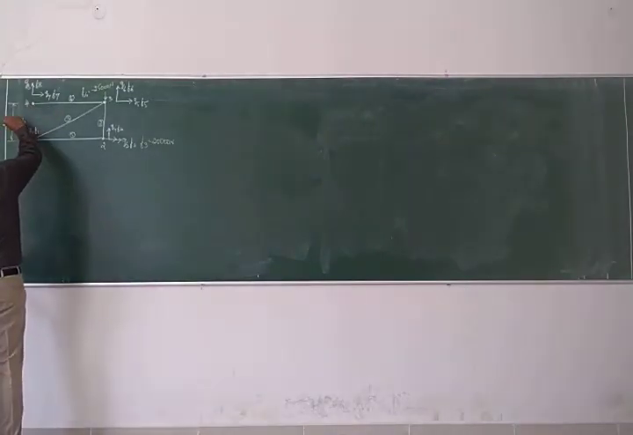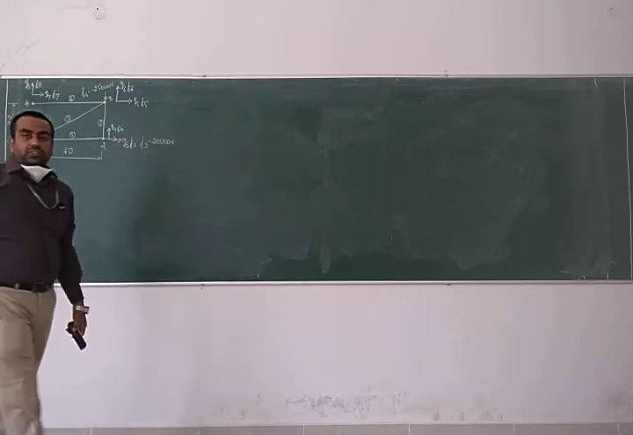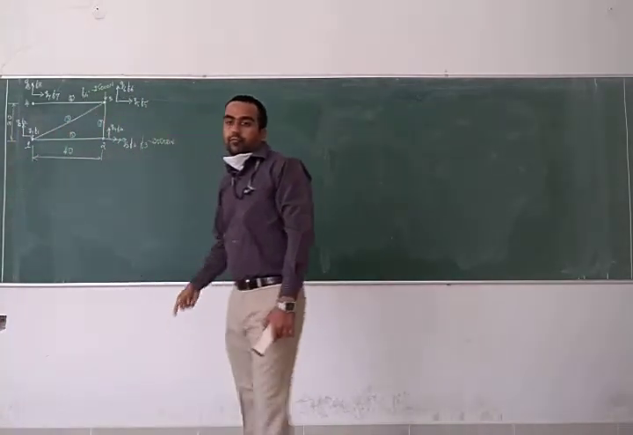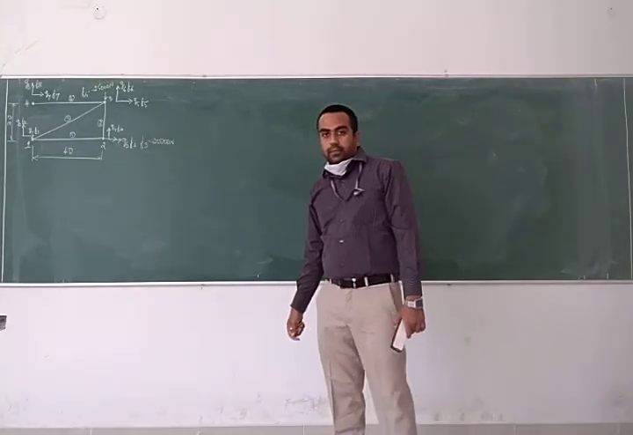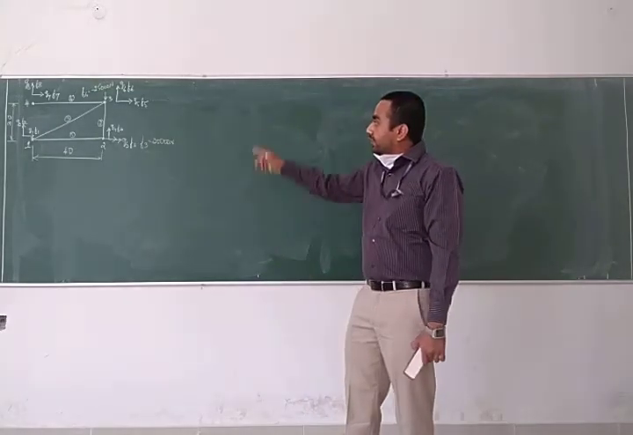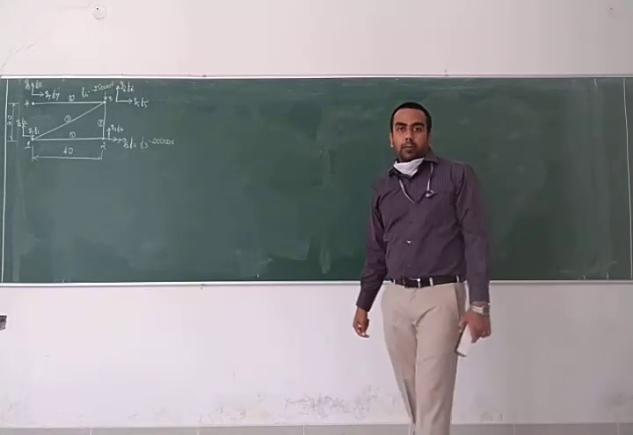So this is 30, and from node 1 to node 2, the value is 40 mm. So this completes all the required details in the finite element model. Now going further, with this we need to formulate the element stiffness matrices.